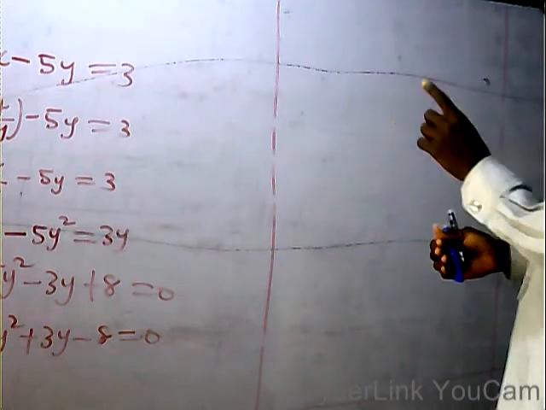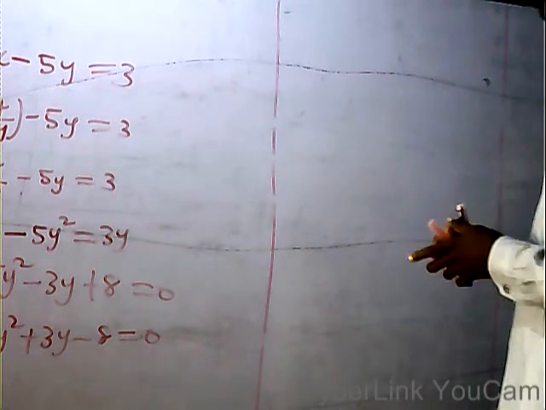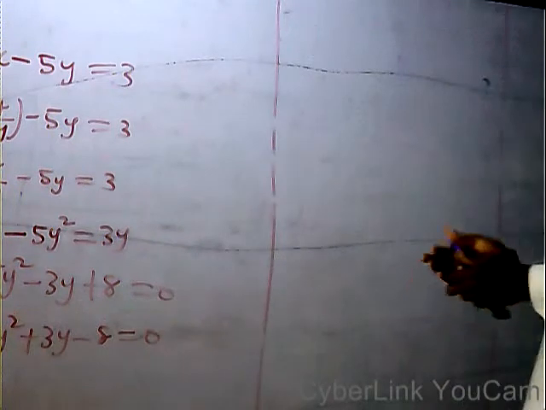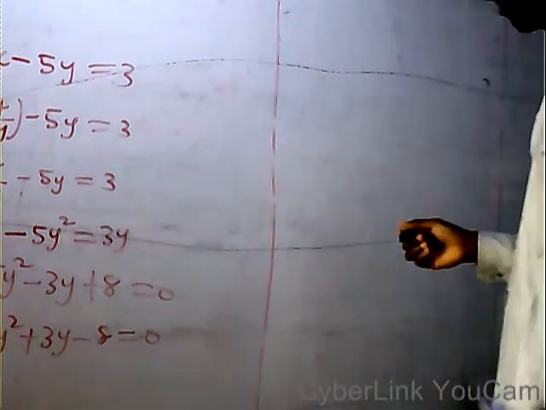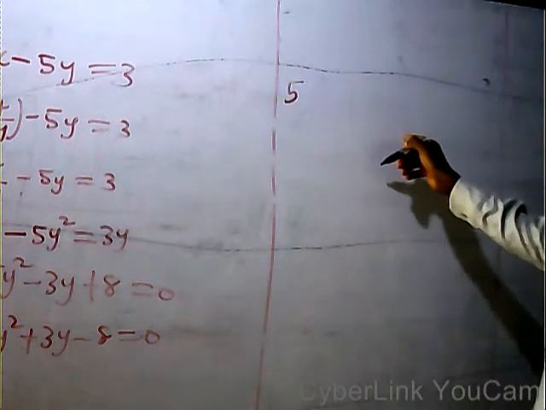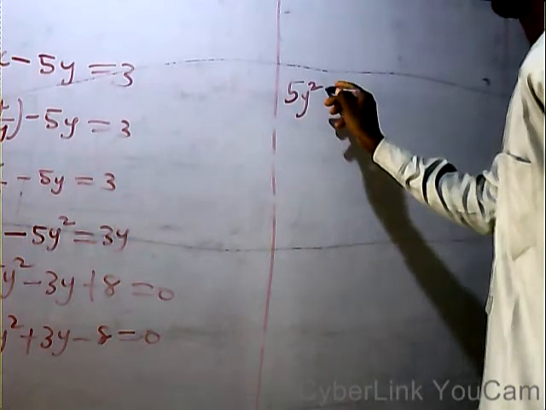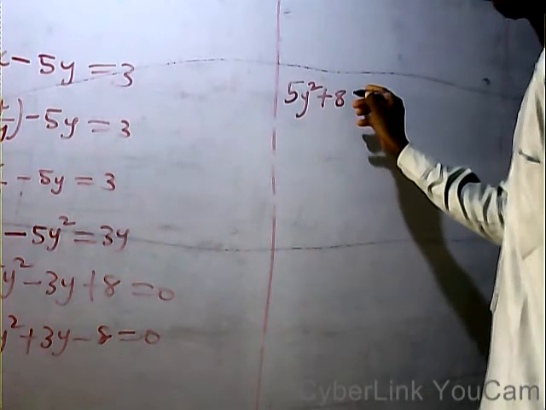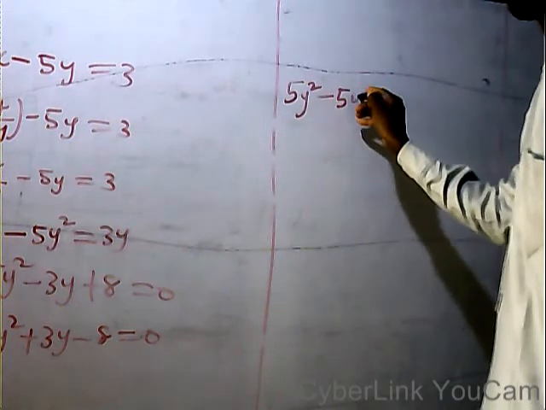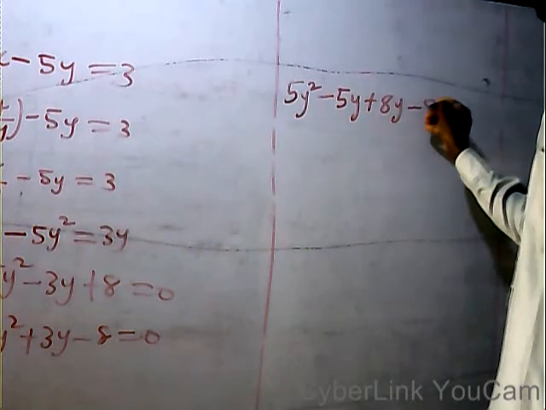If the 8 is positive and the 5 is negative, you can get 3. And don't forget, the product of minus 5 and 8 is still minus 40. So 8 and 5 will be a very nice factor. So that means that I can have 5y squared minus 5y plus 8y minus 8 is equal to 0.